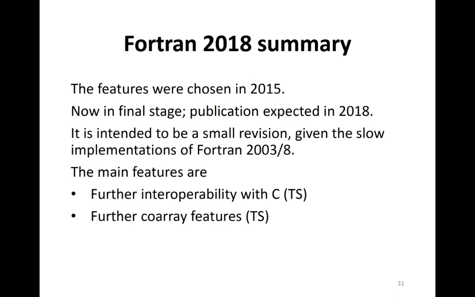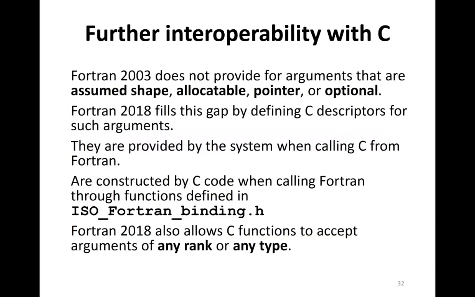It was intended to be a small revision, given the problems we were having with a slow implementation of Fortran 2003 and 2008. The main features are more interoperability with C and further coarray features. The main problem with what we have in 2008 is that you can't interoperate with assumed shape arguments, allocatable arrays, pointers, or optional arguments.